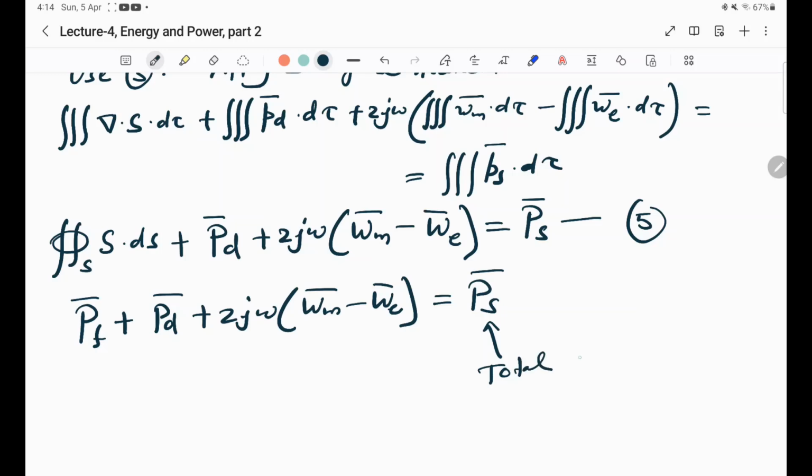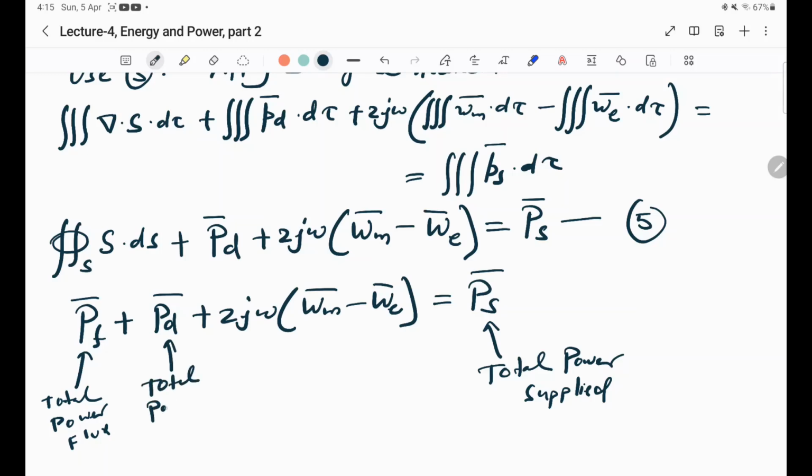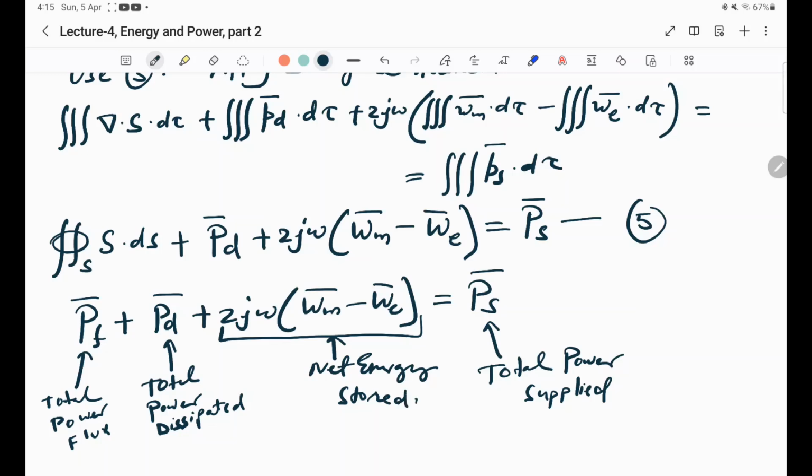So this is total power supplied is equals to total power flux plus total power dissipated or total power lost plus net energy stored. Let's call this equation number 6.